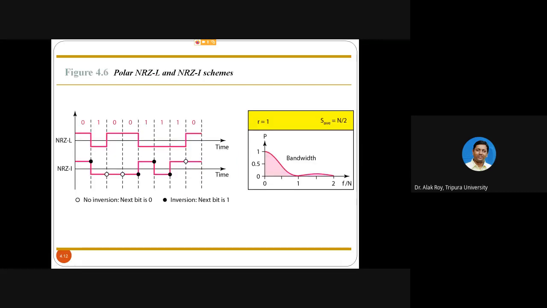In case of polar NRZ-L, our value will be like this. You can represent 0 as high, or it is up to you whether for high you want to use 0 or for high you want to use 1. That is up to you. If you are using high as 0, then for 1 you should represent it as low. Otherwise you can use high as 1 and low as 0.